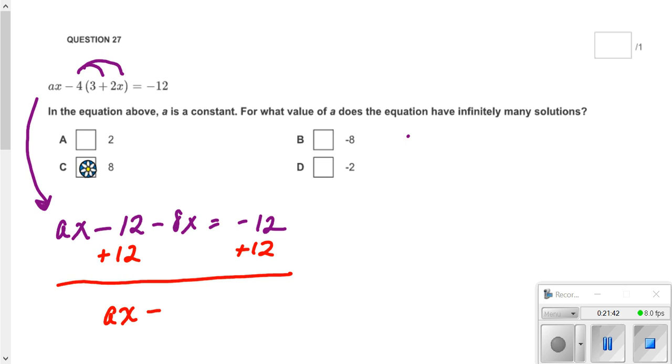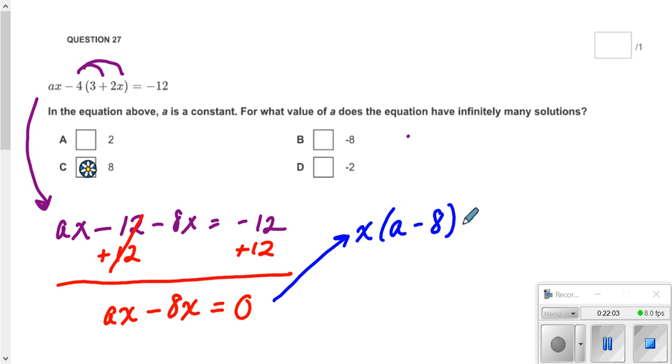So now I have ax minus 8x equals 0. This part canceled out, made it 0. Okay? And so they want to know what will make us have infinitely many solutions. I think this is easier to understand actually with factoring. If on the left side of the equation you say there's a common factor of x, say, all right, well, what's going to make this have infinitely many solutions?